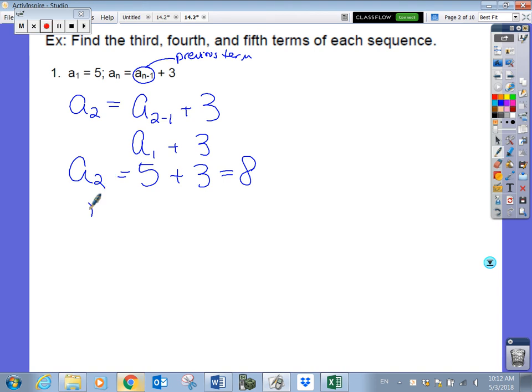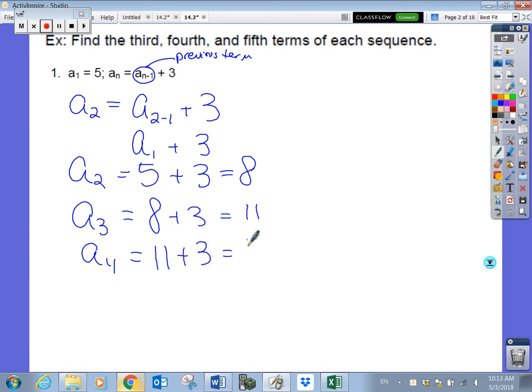So now for a sub 3, we could do that again. We could plug in 3 right here. 3 minus 1 is 2. We need to use a sub 2, or we can just know that's the previous. The previous term to the third term is the second term. So the previous is 8, plus 3 is 11. A sub 4. The previous to 4 is the third term. The third term was equal to 11, plus 3 is 14.